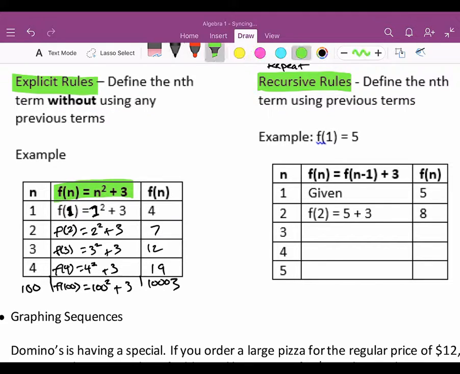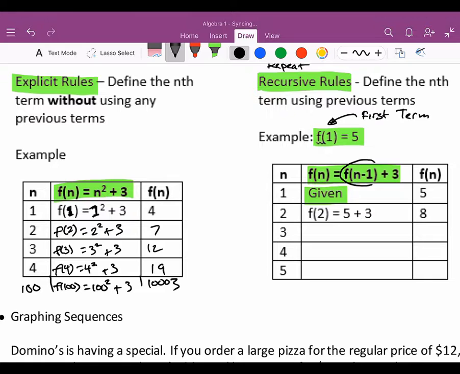With a recursive rule, there are always two things. You're given your first term. Do you notice how it says given? The first number is always given. F of 1 is always your first term, the first number in the pattern. And then the rule generally looks like this: f of n equals f of n minus 1 plus 3.